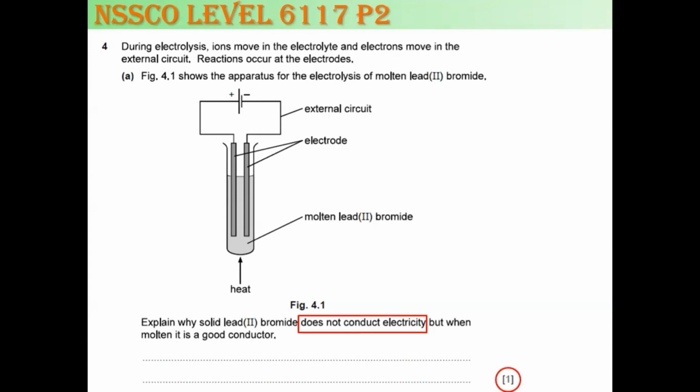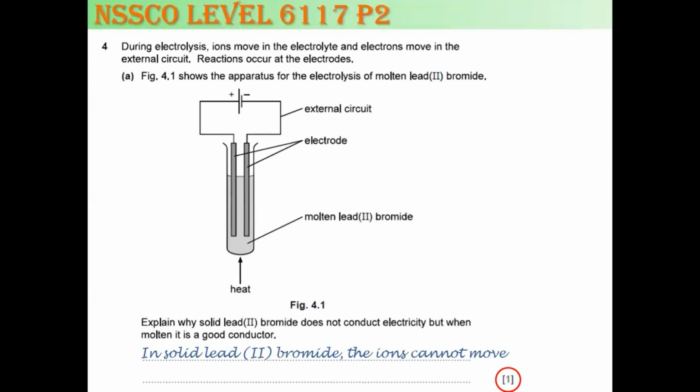So the issue here is solid does not conduct electricity, but the molten conducts electricity. You're just given 1 mark, which means it's not much that you have to write there. So our answer: in solid lead bromide, the ions cannot move. So I have emphasized that I'm talking about the solid phase, and I'm saying the ions are not free to move. It should be clear, and this is why I said avoid the use of pronouns, because at times when you use pronouns, it becomes unclear whether you're talking about solid or molten. So just say solid lead bromide rather than it or they.